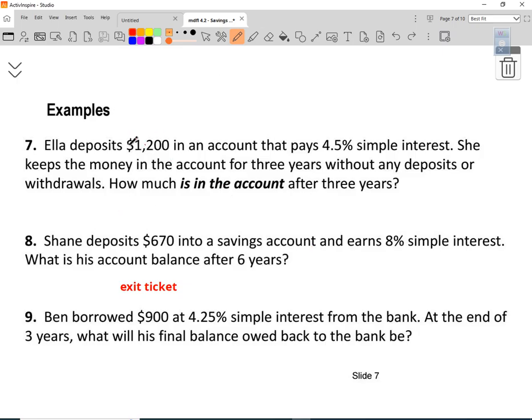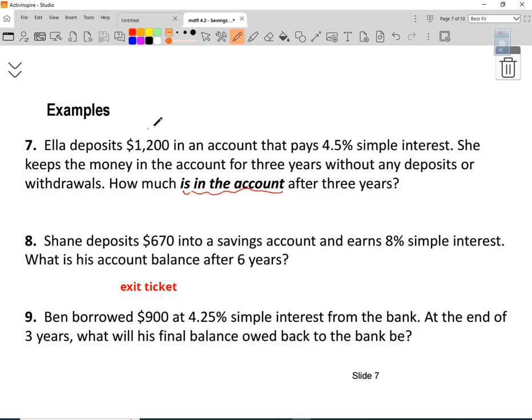Paulette deposits $1,200 in an account that pays 4.5% simple interest. She keeps the money in the account for 3 years without any deposits or withdrawals. How much is in the account? So this is a different kind of problem. We still are going to find the interest, but remember, the principal plus the interest is how much would be in the account after 3 years if she doesn't do anything but just let her money sit.